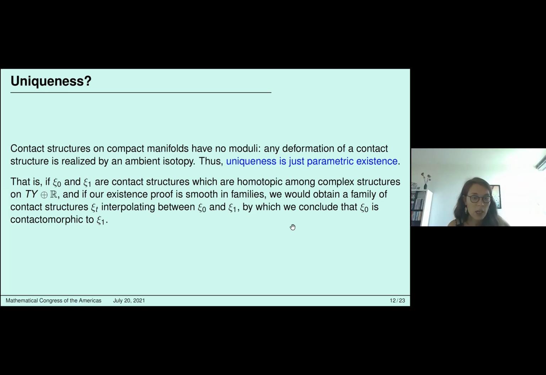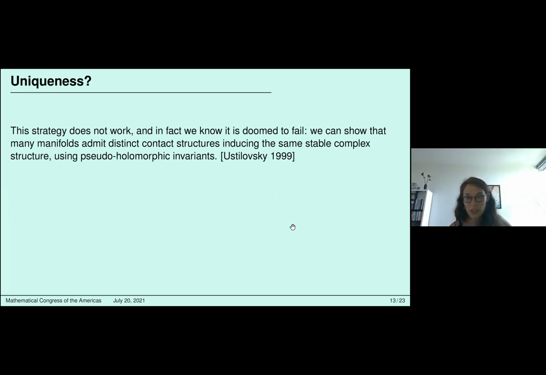Now that doesn't work, and there's no hope that it could work, because it was known long before any of this flexibility stuff that uniqueness is just false. There are many distinct contact structures which are topologically the same. So you cannot prove a uniqueness theorem because it's false.